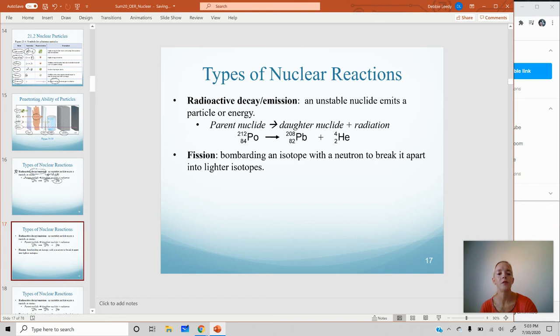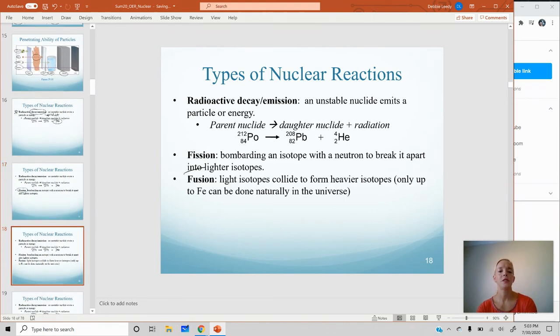The next type of nuclear reaction, you've likely heard of this, is fission. This is when we bombard a heavier isotope with a neutron to break it down into lighter isotopes. This is actually the process that occurs in nuclear reactors.